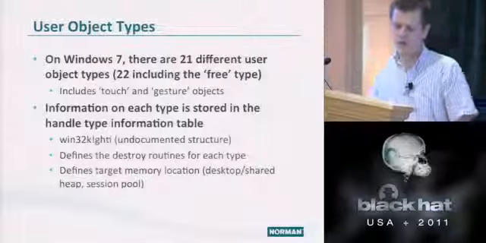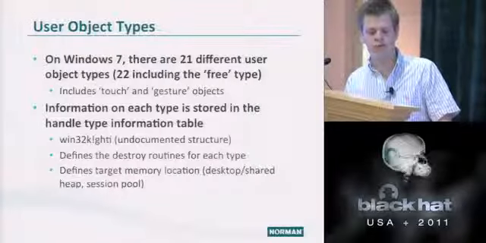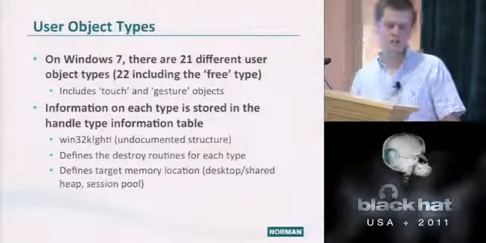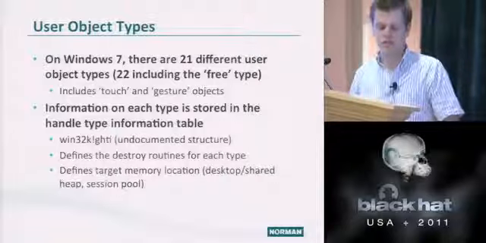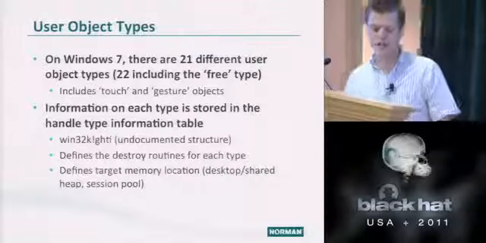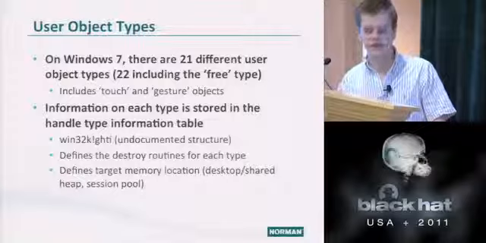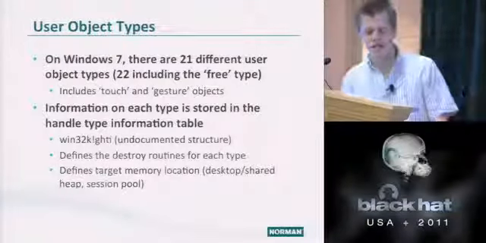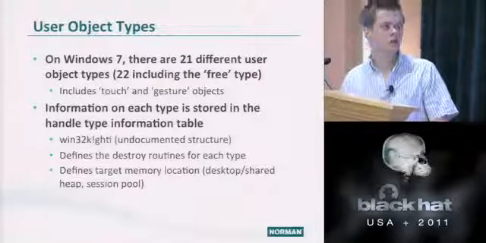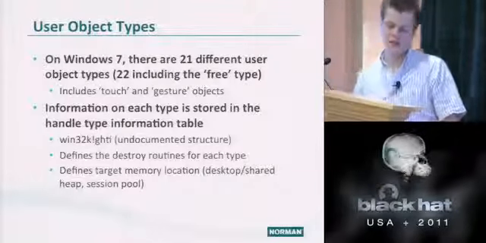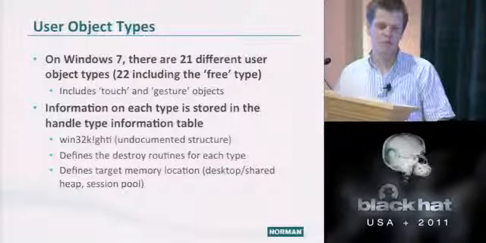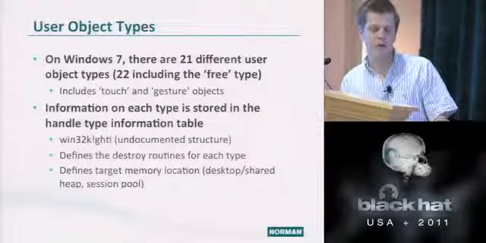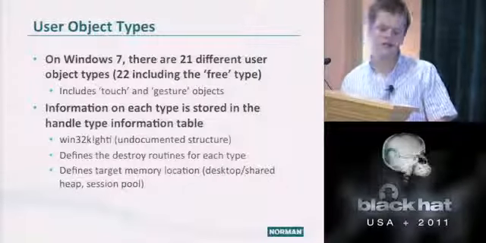On Windows 7, there are 21 different user object types, 22 including the free type, which is 0. This also includes the touch and gesture objects that were introduced in Windows 7. Information on all these types is stored in something known as the handle type information table. This isn't mapped into user mode, but if you look up this table and look at the structures, you can find out the target memory location of each of these objects, and also their destroy routines.